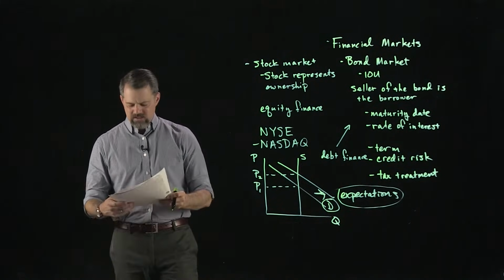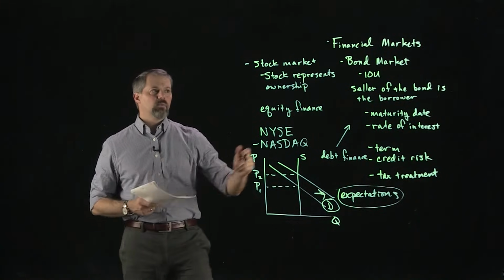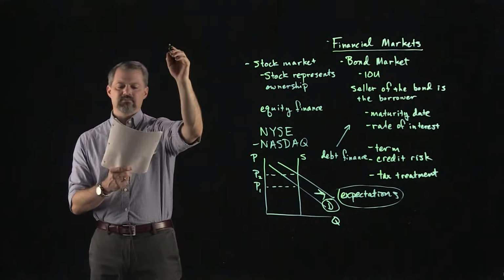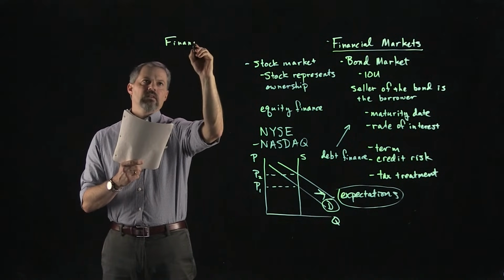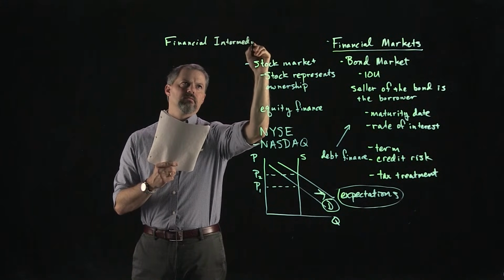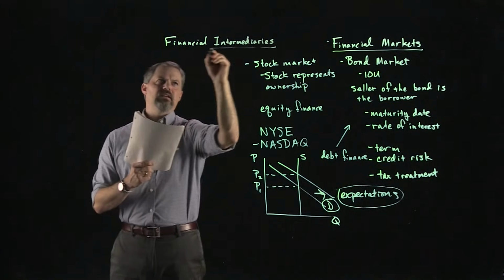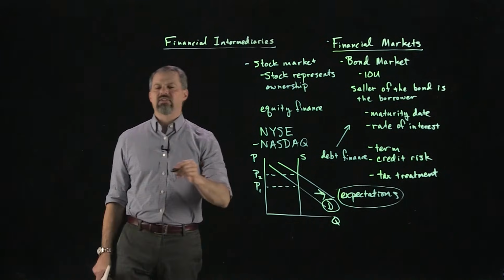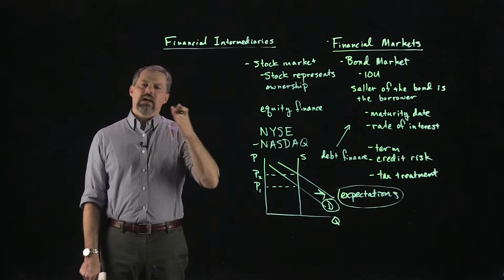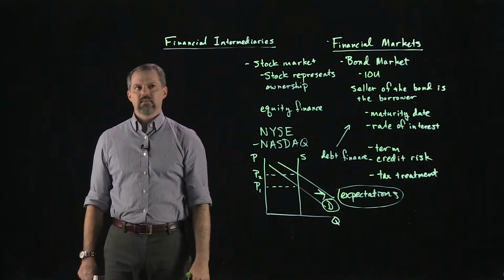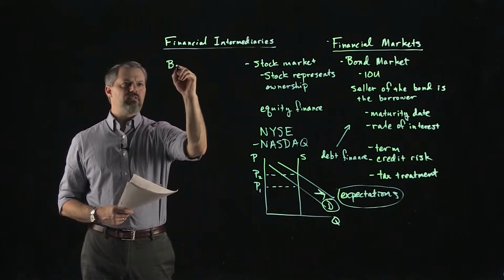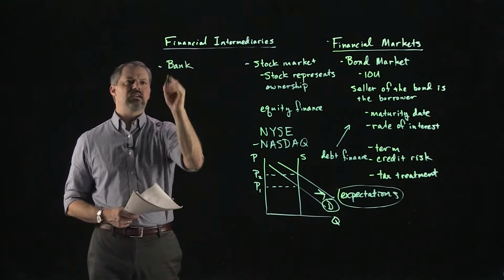Let's just move on. We just talked about financial markets. Let's talk about financial intermediaries. So here's what's happening with these. This is going to be a situation where there's some institution in between the borrower and the lender. There's going to be an intermediary, a middle institution. So an obvious example of a financial intermediary would be a bank.